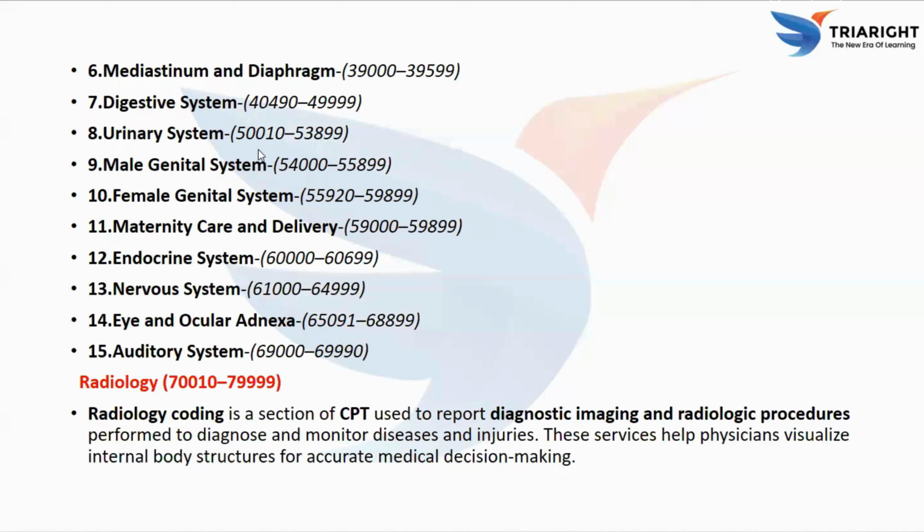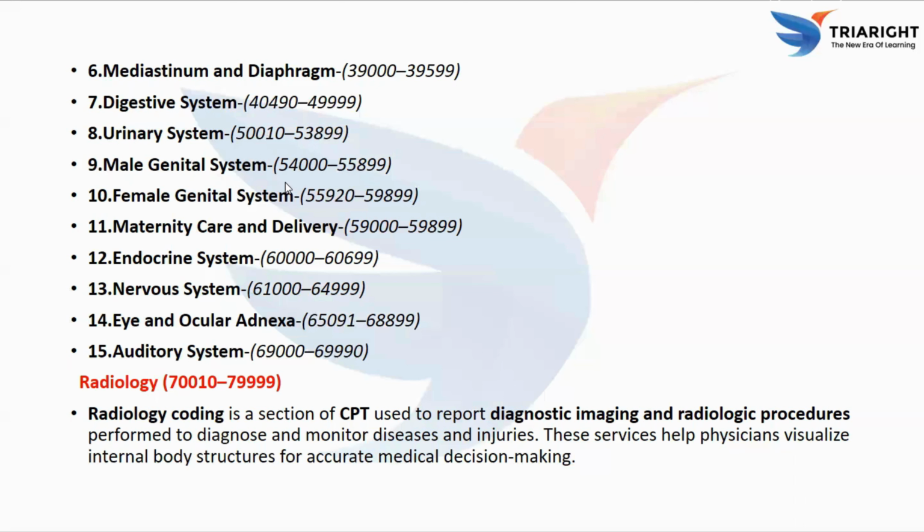Next is the urinary system, 50,010 to 53,899 series. It covers the organs involved in urine formation as well as excretion. This includes kidneys, ureters, bladder and urethra. Examples like kidney stone removal, bladder surgery and catheter procedures are performed under urinary system surgeries.